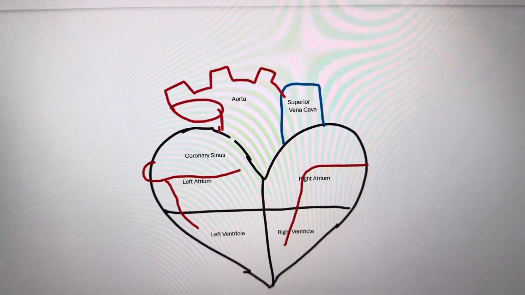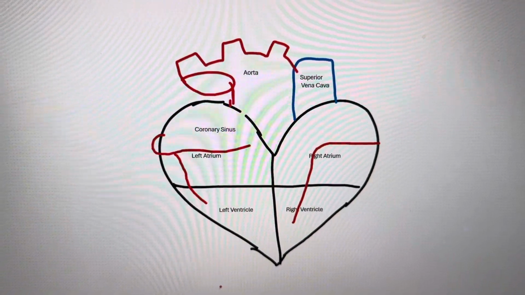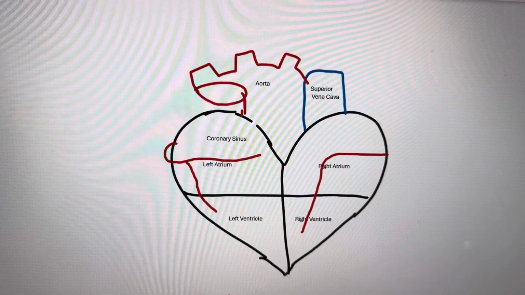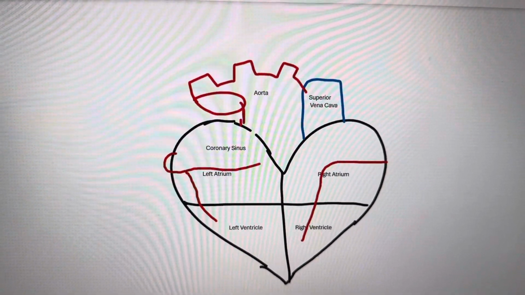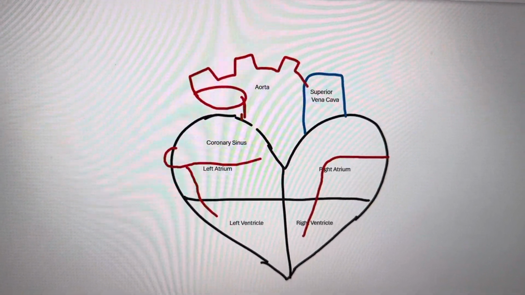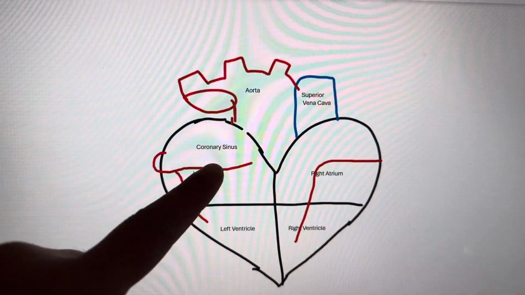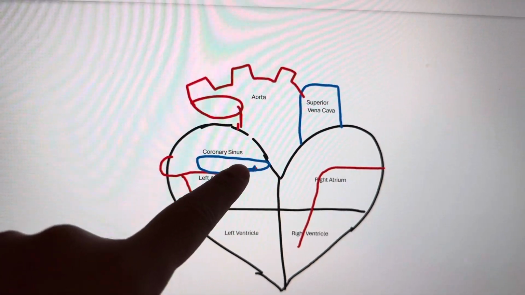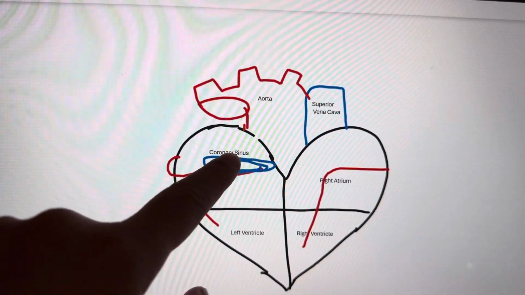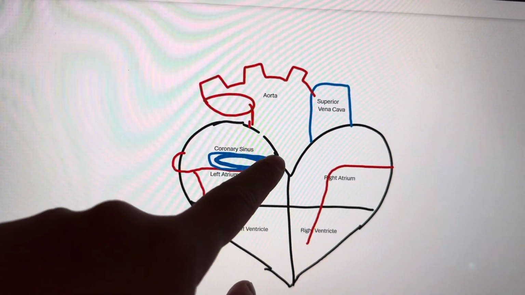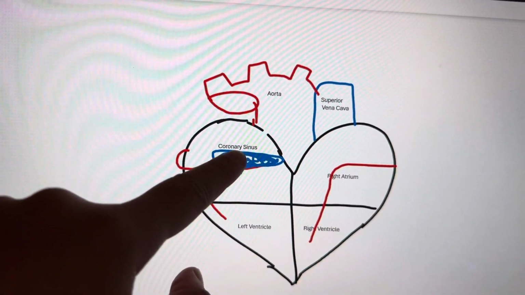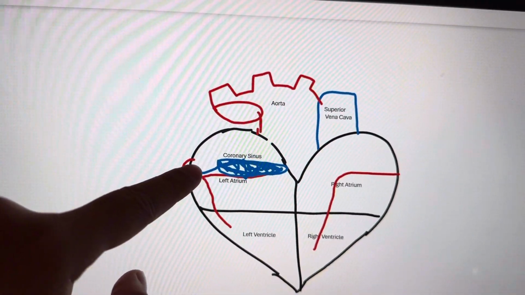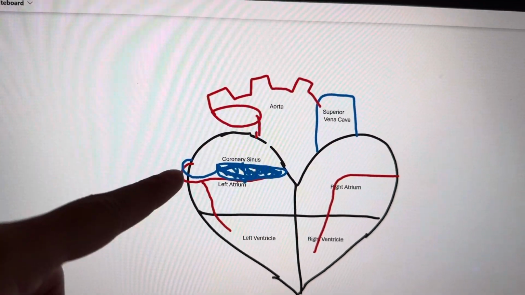Now let's talk about veins. Veins are the ones that carry deoxygenated blood back to the right atrium. Now, which vein carries back the deoxygenated blood? Well, it's the coronary sinus. It's going to be right at the top of the left circumflex artery. So let's color this in. It's not perfect, but it's going to wrap around this side as well.